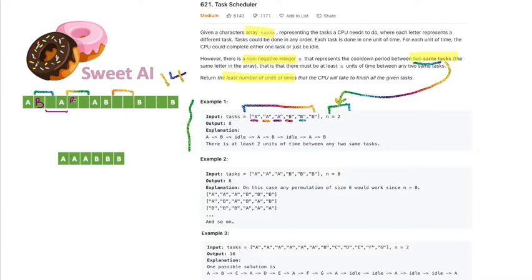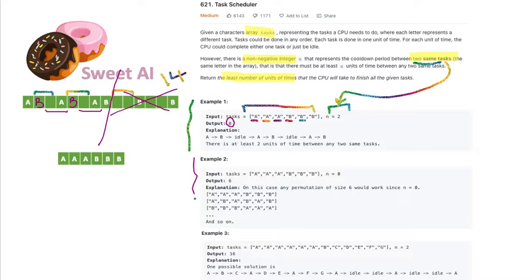So we can have task B here, and again the cooldown period is 2. And as you see here, instead of doing it in 14 units, this can be done in 8 units by using the property that different tasks can happen after each other and there is no cooldown period.